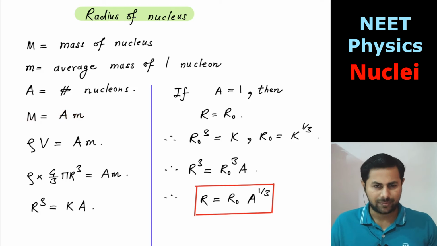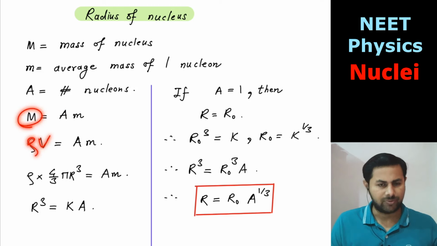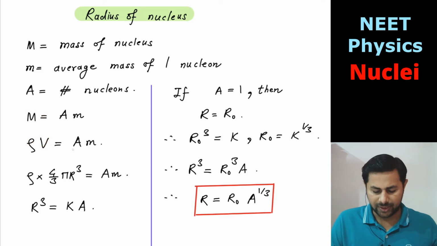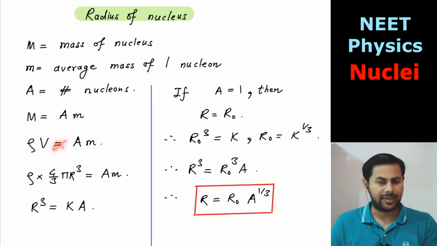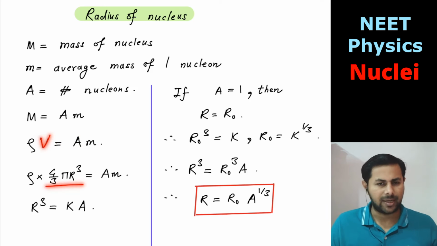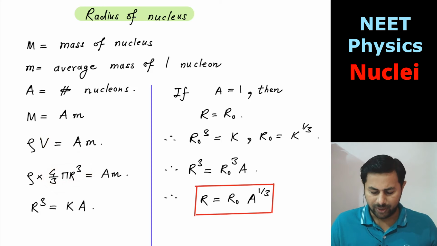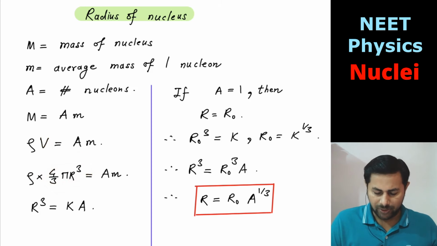one nucleon. So then mass can be written as density times volume. So density times volume of a nucleus is equal to A times m, or at least it is proportional to A times m, right? Then you have volume equal to 4 by 3 pi r cube. So then you can move the density to the other side.